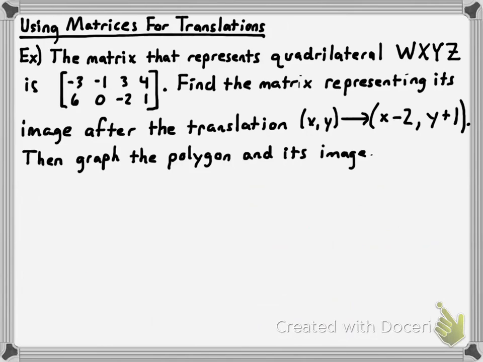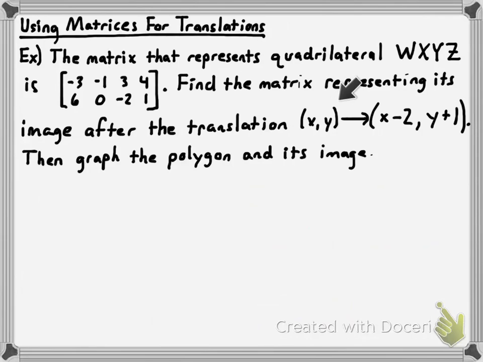All right, so here's the last example that we're going to work on, just to illustrate how you translate a polygon using matrices. It says that the matrix representing quadrilateral WXYZ is this matrix here. So we'll say this column has the coordinates for point W, here's point X, Y, and Z respectively. Find the matrix representing its image after this translation.